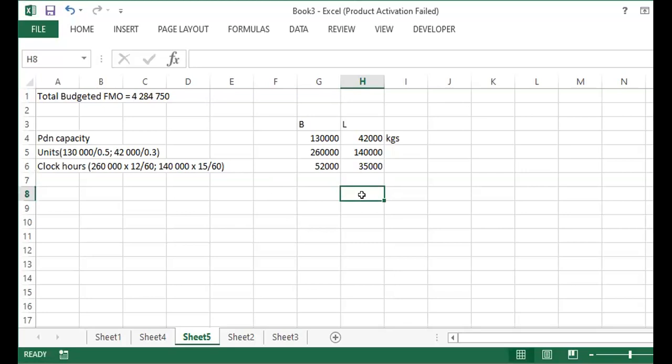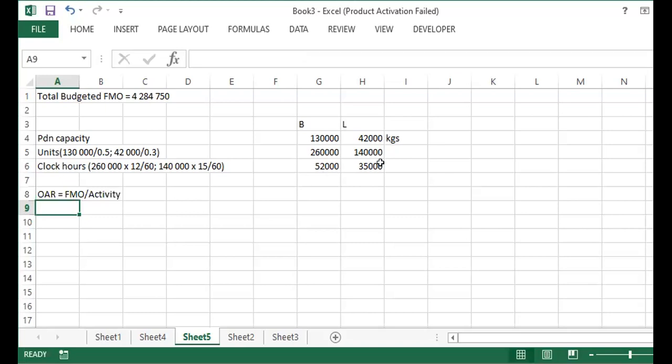But why do we need this information? We need the total of this so that we can divide by that, so that it can basically give us the overhead absorption rate. Let's put it over this side. Now if you check the formula, you will see that it's going to be your FMO divided by activity, which we would normally put as level of activity.